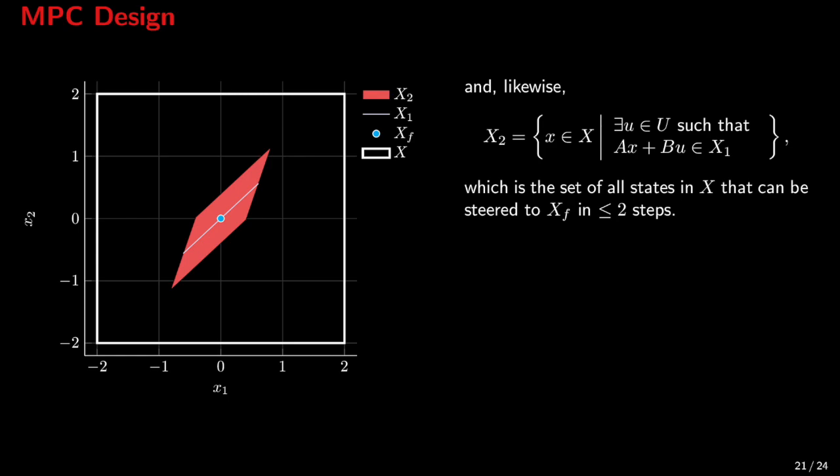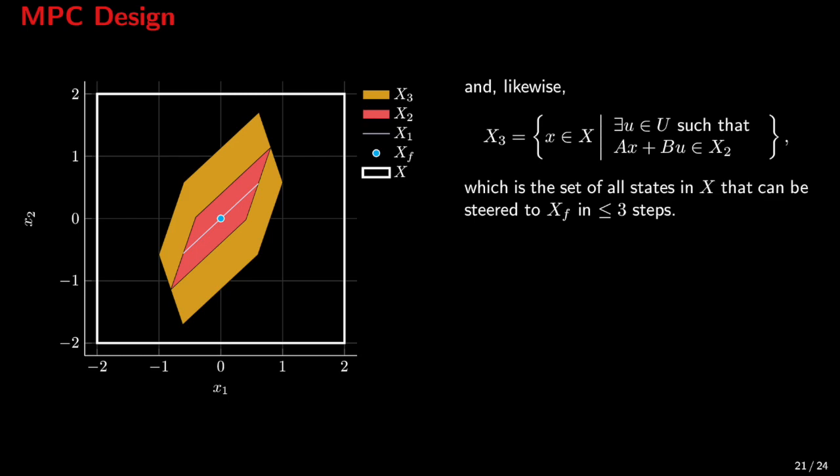Then the set x2 is the set of all states in x that can be steered to xf, the terminal set, in no more than 2 steps. And this can be written as follows: it is the set of all states x such that there is a u in the set u such that the next state ax plus bu is inside x1. x1 is that line. Let's see this happening once again.